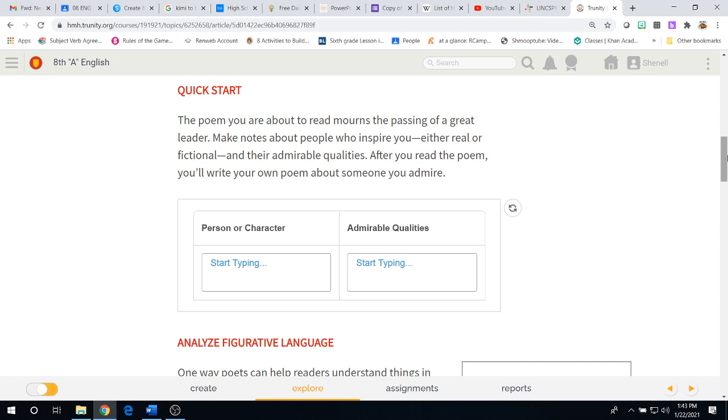The poem you're about to read mourns the passing of a great leader. Make notes about people who inspire you, either real or fictional, and their admirable qualities. After you read the poem, you'll write your own poem about someone you admire. So you can do this in your textbook or on the platform. You put the person or character that you admire and what qualities they have. You can also do it on a Word document, Google Form, Google Slide, whatever you are more comfortable with.